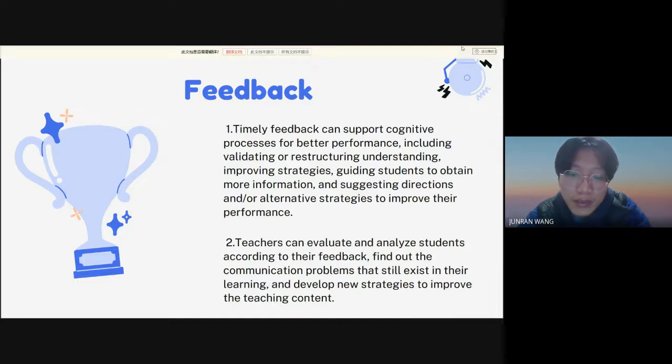emotional process, effort, motivation. Teachers can evaluate and analyze students according to their feedback, and find out the communication problems that still exist in their learning, and develop new strategies to improve the teaching content.